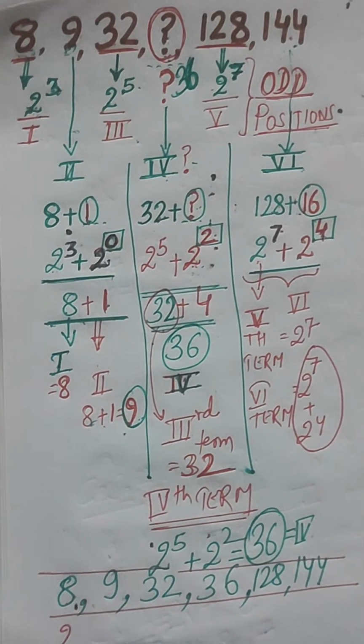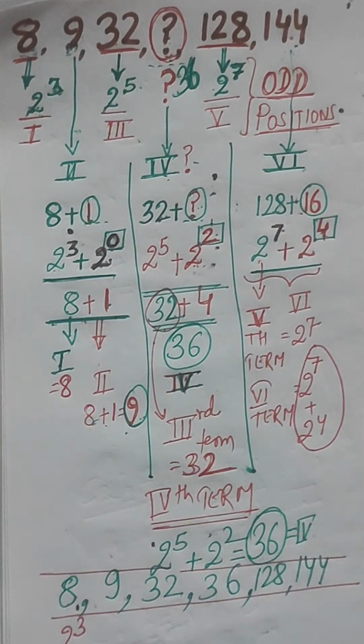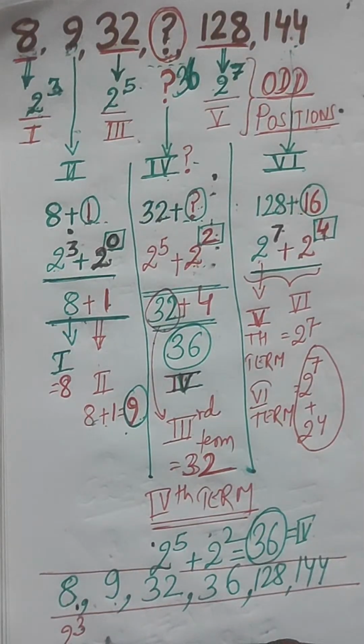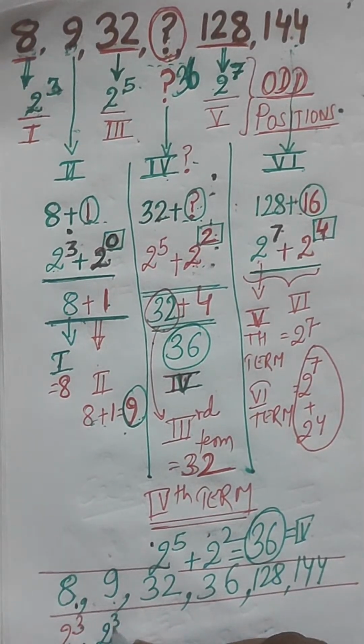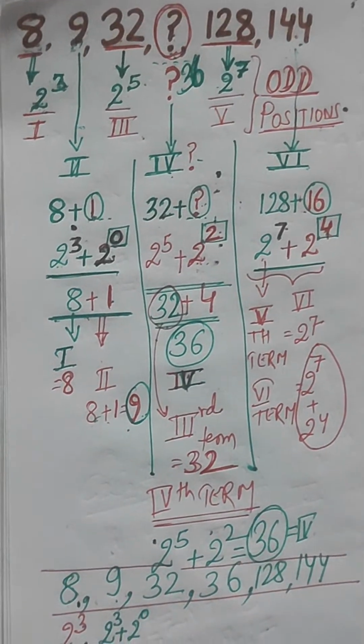8 is 2 power cube, right? So Himesh, I think you understood this solution. 8 is 2 power cube. Now we are checking our solution. And 9 is 2 power cube plus 2 power 0. I think it's visible to you.